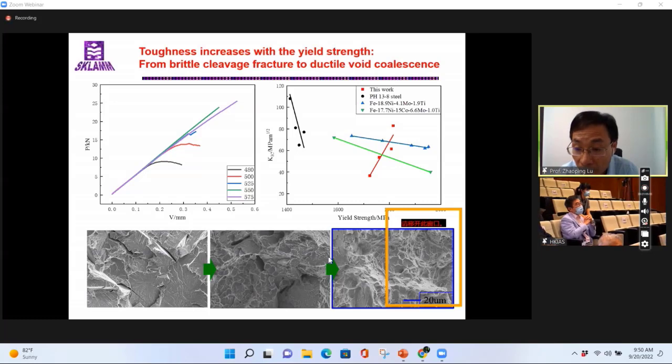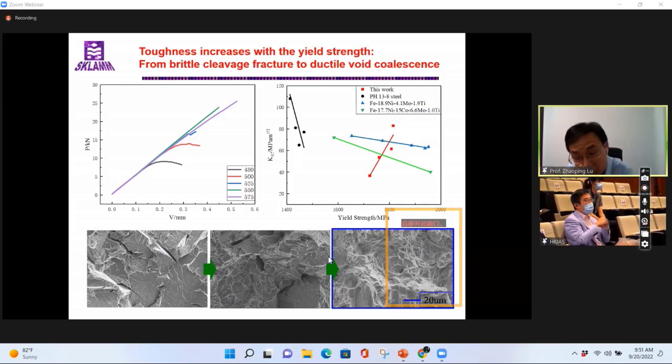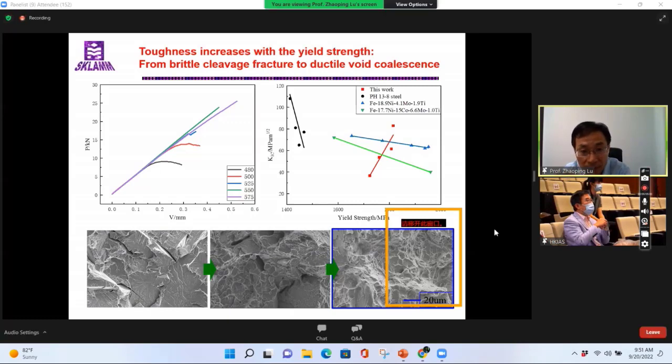But in our case, the good thing is that by doing so, we didn't sacrifice the yield strength. So we can increase the toughness and the yield strength at the same time. But the mechanism behind this toughness, we are still digging out the real reasons.